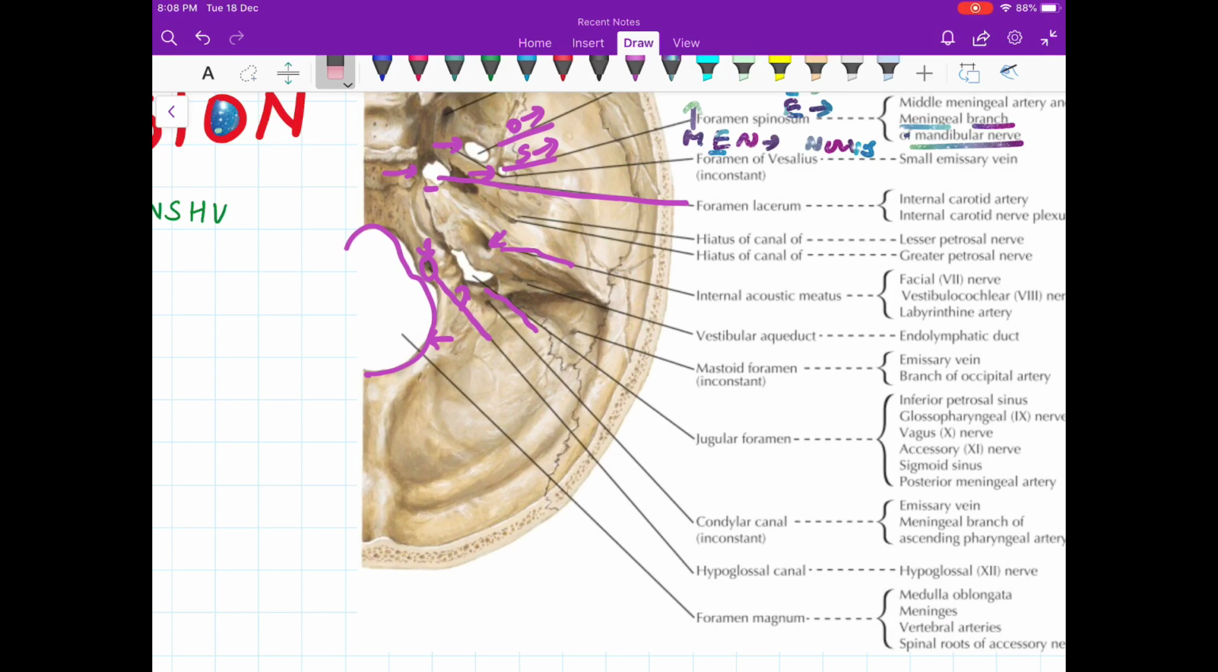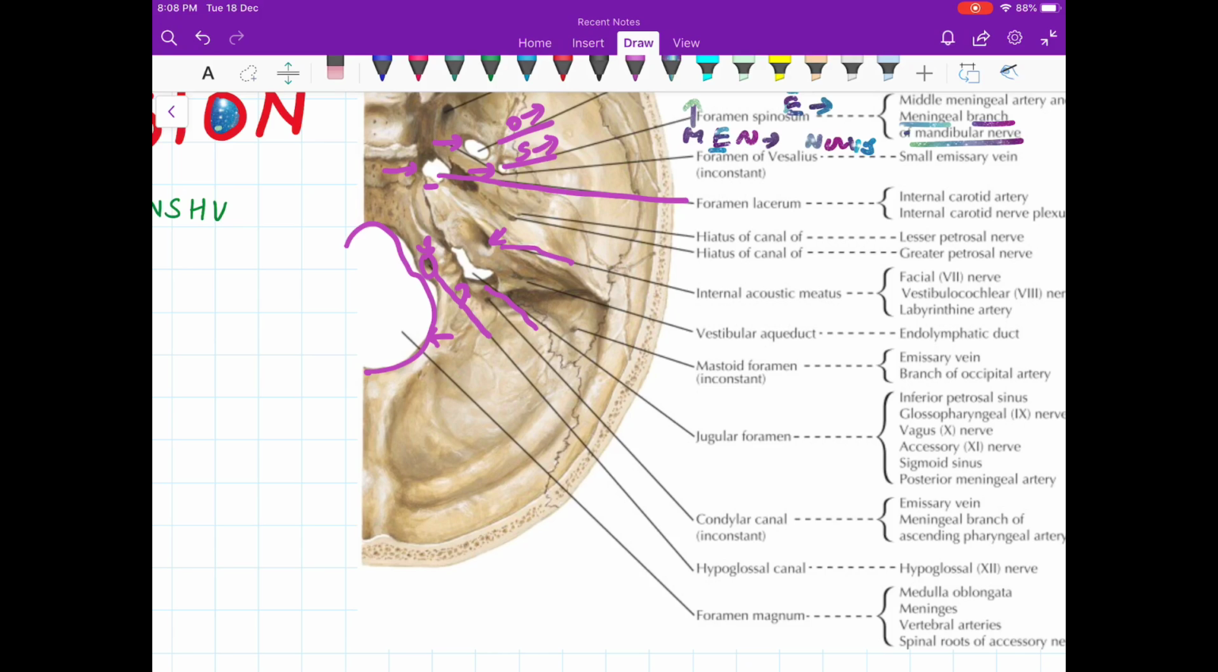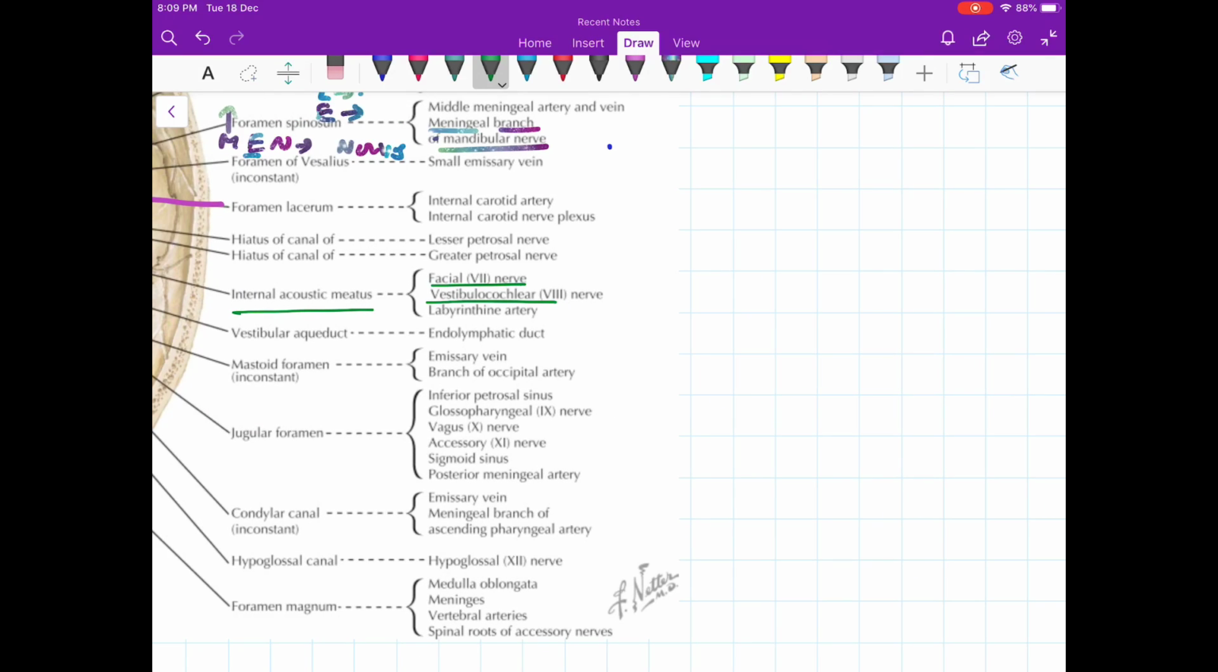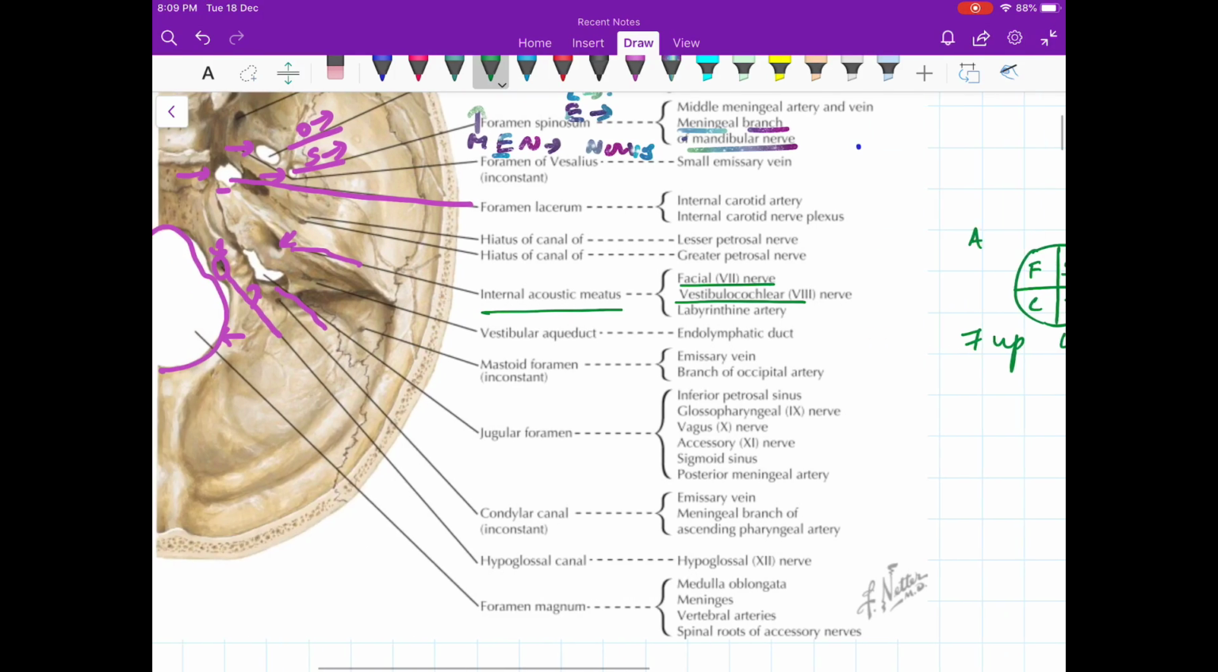Structures passing through the internal acoustic meatus are facial nerve and vestibulocochlear nerve. You have to remember the arrangement of the facial nerve and cochlear nerve in the internal acoustic meatus. So this is anterior, this is posterior, this is facial nerve, this is cochlear nerve, this is superior division of vestibular nerve, and this inferior division of vestibular nerve. You can remember it with the mnemonic 7 up, coke down. 7 up, coke down.